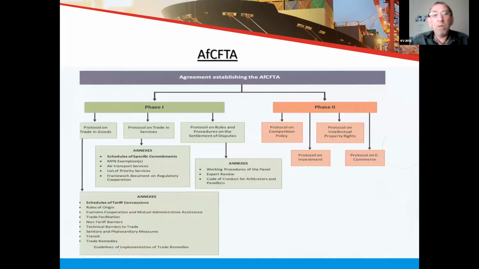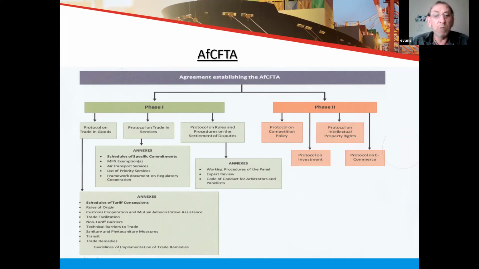The African Continental Free Trade Area. This is just a slide that shows you how the whole agreement fits together. There are two phases to this agreement. Phase one covers literally all the things that we need to know. It covers all the rules of origin, the trade of goods and services, and your tariffs. Everything is in phase one, and phase one is actually already on the go. That's the part that was implemented on the 1st of January.